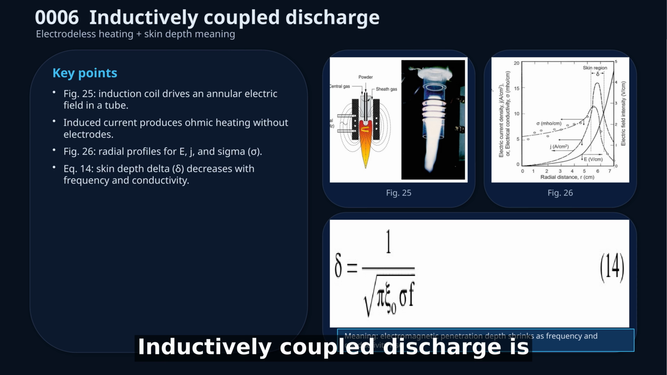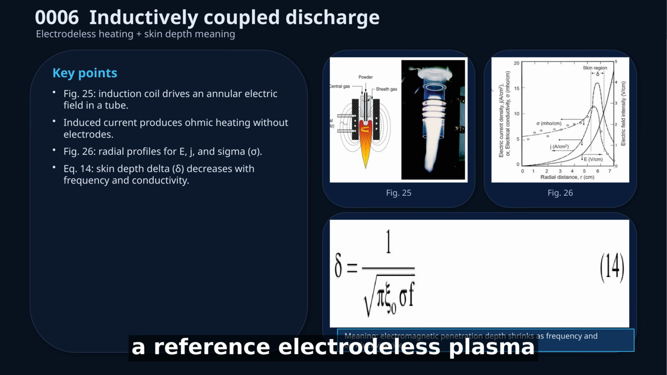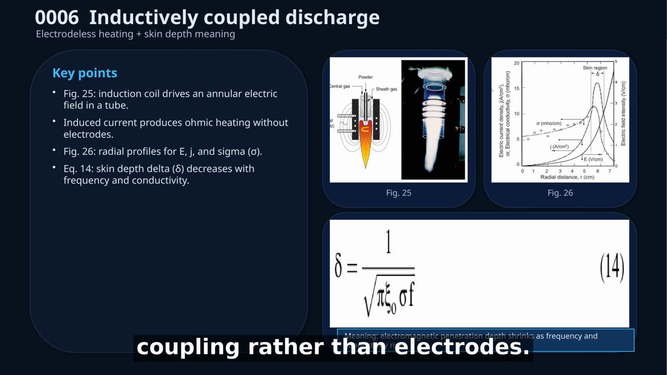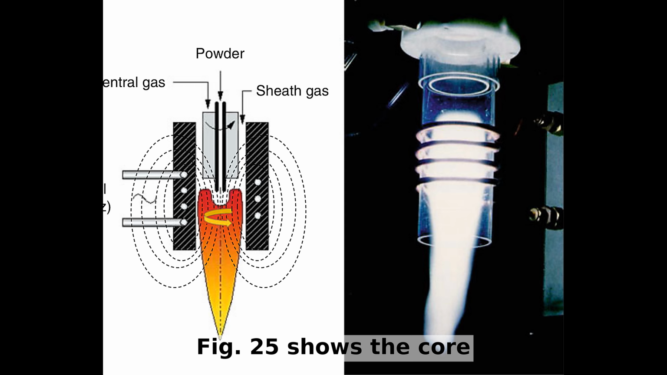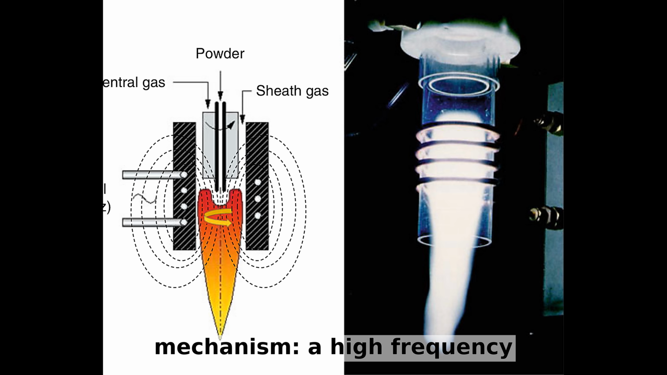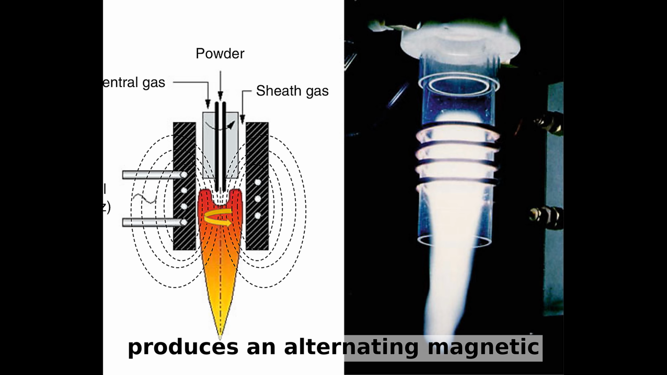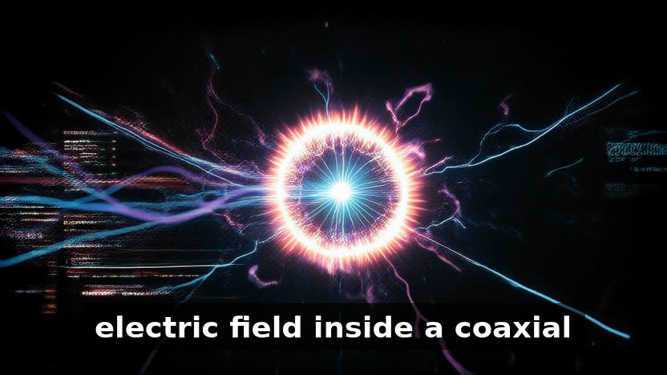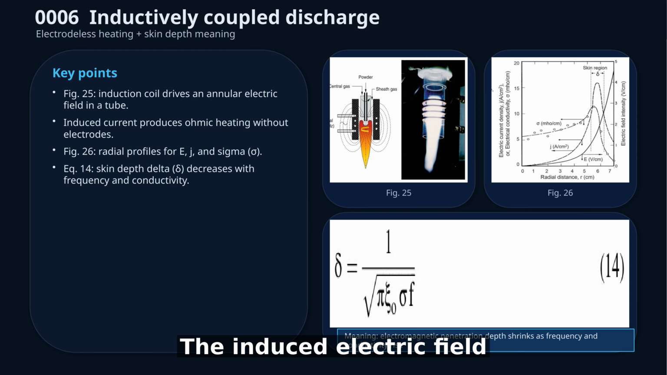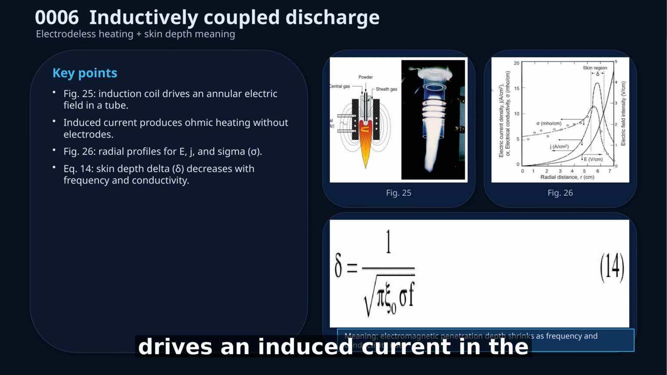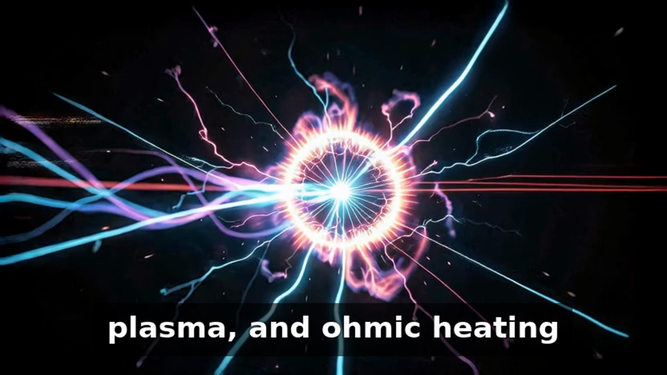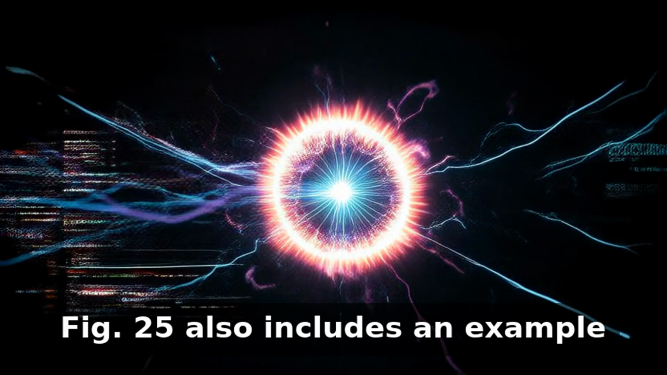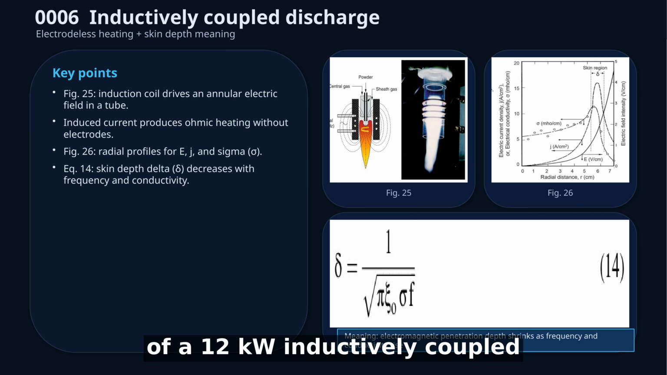Inductively coupled discharge is a reference electrodeless plasma source where energy transfer occurs by electromagnetic coupling rather than electrodes. Figure 25 shows the core mechanism. A high-frequency current in an induction coil produces an alternating magnetic field that induces an annular electric field inside a coaxial confinement tube. The induced electric field drives an induced current in the plasma, and ohmic heating sustains the discharge without electrode contact. Figure 25 also includes an example of a 12 kilowatt inductively coupled argon discharge in an open-ended air-cooled quartz tube.